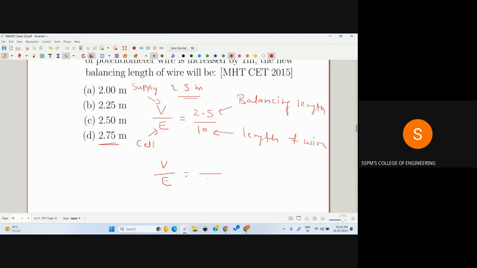The wire length is increased by 1 meter, so this 10 becomes 11. Then we have to find the new location x, isn't it? So this will be equation number 1 and this will be equation number 2. Compare equation 1 and 2. Left hand side is same, so right hand side must be same.